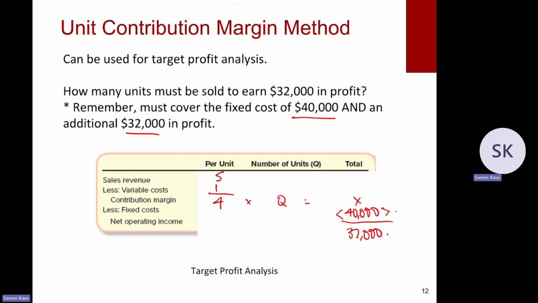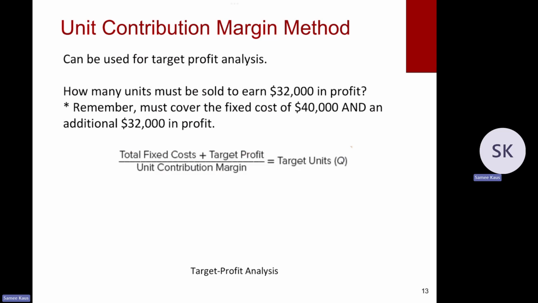So again, if you can't readily see it in the chart, we can use this formula here and say, well, I need to cover my total fixed costs of 40,000 plus my target profit of 32. And I need to cover my $1 in variable costs per unit, which I will take care of in my unit contribution margin of $4. So then I get 18,000 units that I need to sell in order to generate $32,000 in profit. Okay.